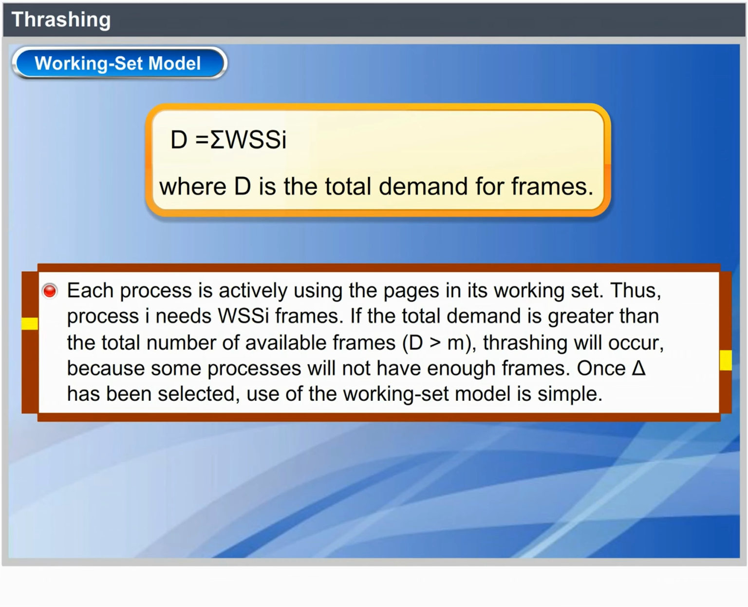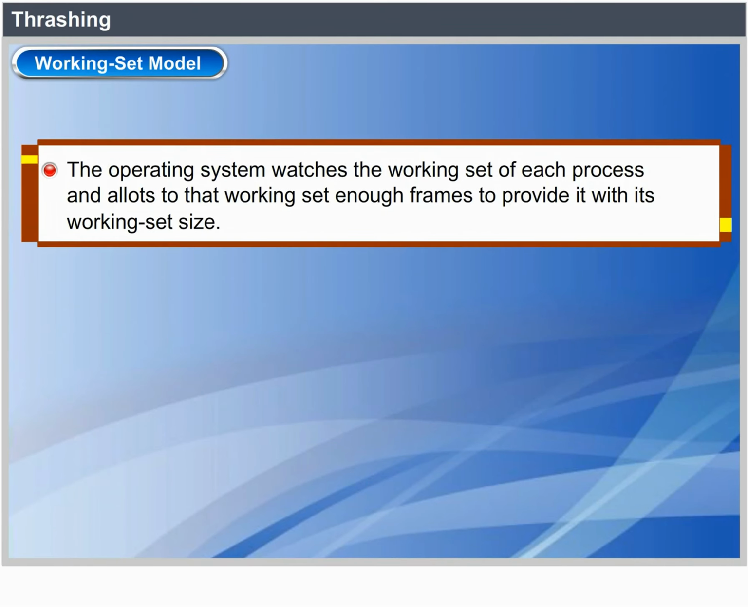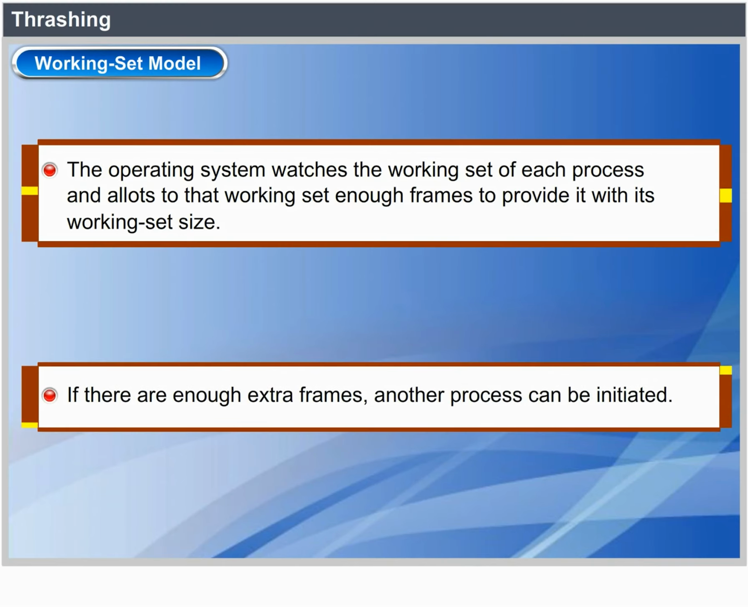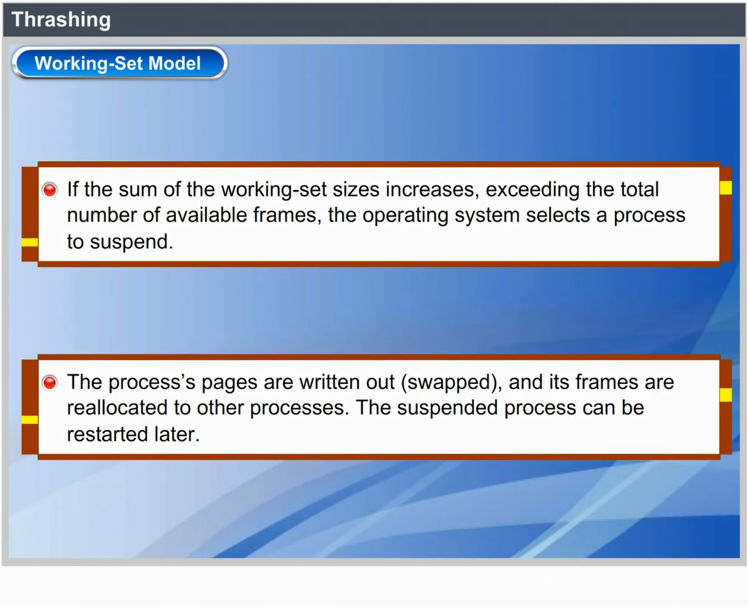Once delta has been selected, use of the working set model is simple. The operating system monitors the working set of each process and allocates to that working set enough frames to provide it with its working set size. If there are enough extra frames, another process can be initiated. If the sum of the working set sizes increases, exceeding the total number of available frames, the operating system selects a process to suspend. The process's pages are written out, swapped, and its frames are reallocated to other processes. The suspended process can be restarted later.